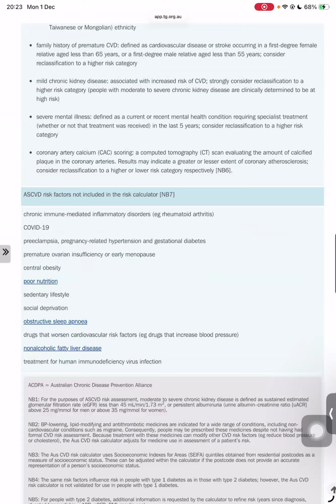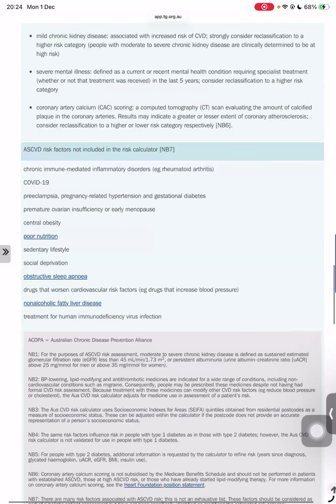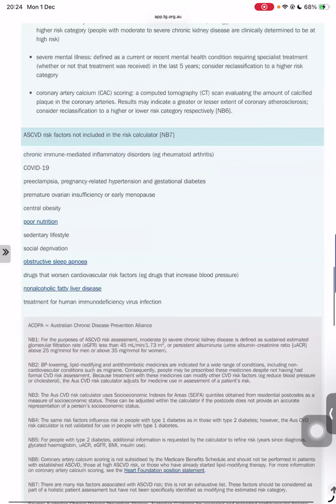Coronary artery calcium scoring is a CT scan evaluating the amount of calcified plaque in the coronary arteries. The result may indicate a greater or lesser extent of coronary atherosclerosis. Consider reclassification to a higher or lower risk category, respectively. Usually in the exam, they give which category. I'll show the questions later.